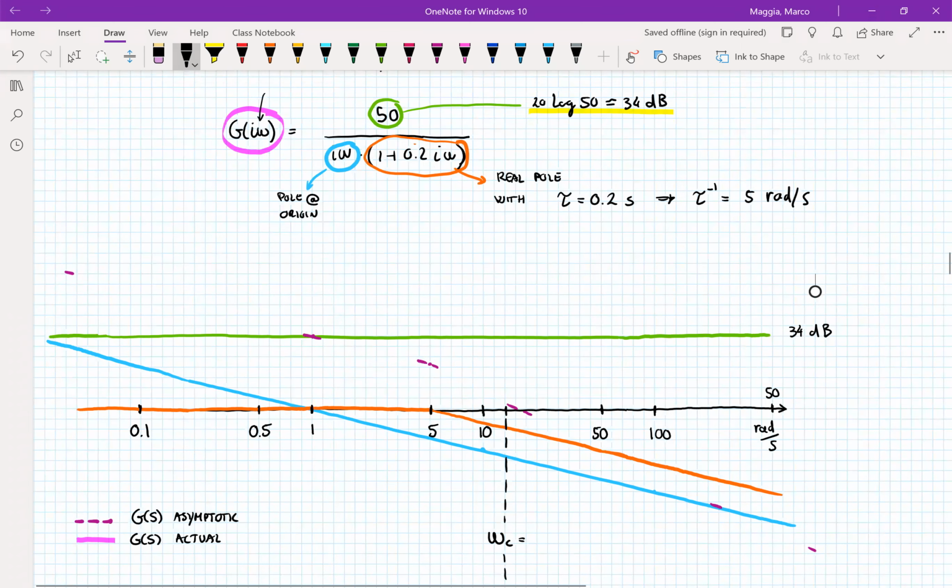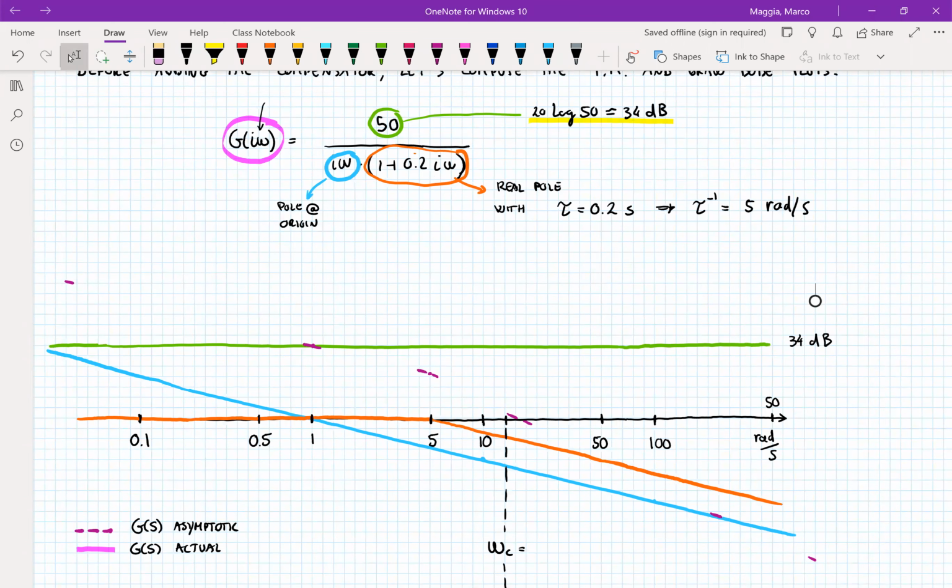All right, so here I've already drawn the contribution of the single factors, so I'll just describe them, but you should already be familiar with them. The green line is just a constant line at 34 decibels, and that is the contribution of the constant gain. Then we have the contribution of the pole at the origin, which is a line with constant slope of minus 20 decibels per decade, and that intersects the 0 decibel line at 1 radian per second, so over here.